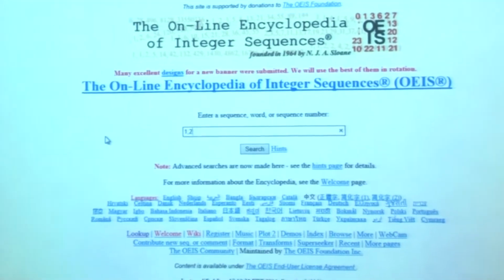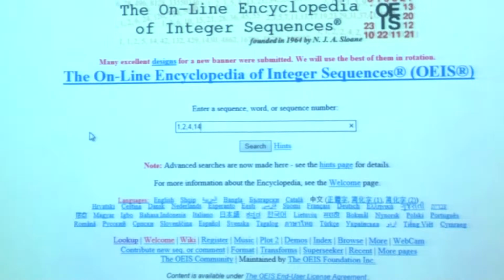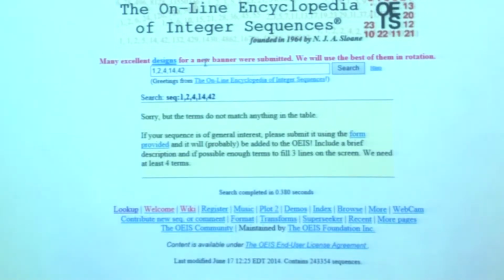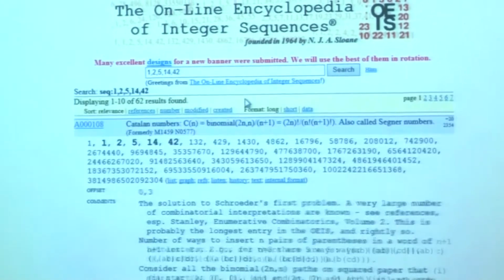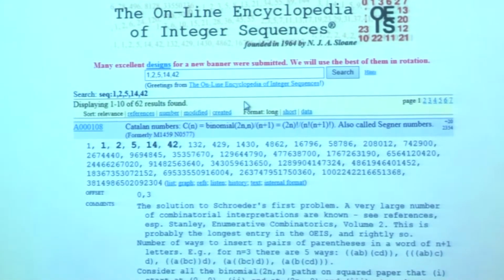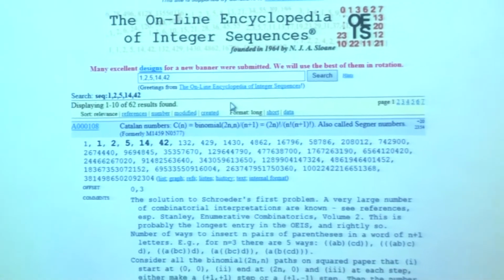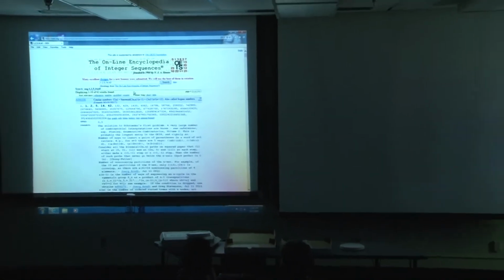1, 2, 5, 14, 42. So let's do this. 1, 2, 5, 14, 42. These numbers, every computer scientist should know these numbers. These are Catalan numbers, and they are connected with many things. So that's one interesting set of numbers that you should be familiar with.